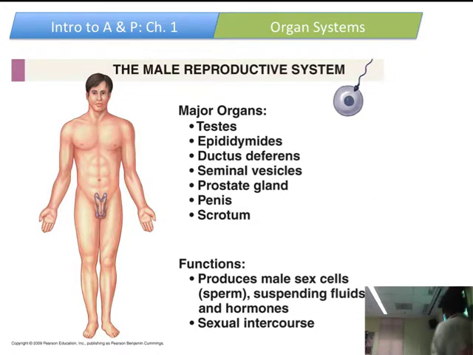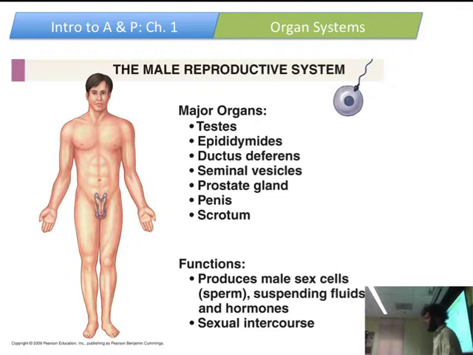The male reproductive system, and this is all you're going to get on the repro system this semester. The major organs in the male are the testes, epididymis, the vas deferens, seminal vesicles, prostate, penis, and scrotum. So the purpose here is to produce the male germ cell lines, or sperm, and then the associated suspensory fluids of semen and the hormones that are necessary, the androgenic hormones that are necessary for there to be maleness. And then, of course, sexual intercourse.